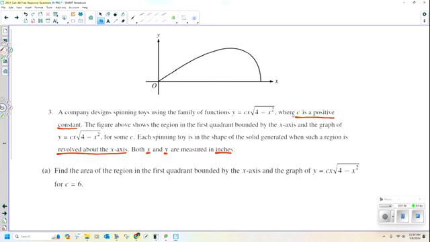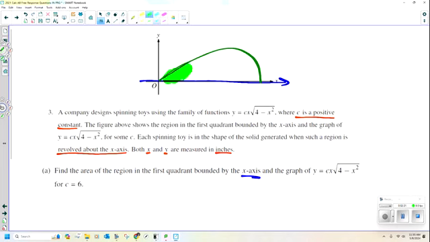3a says, find the area of the region in the first quadrant bounded by the x-axis. All right, let's go. By the x-axis, boom, and the graph y equals cx times the square root of 4 minus x squared. That's this thing right here. So we're basically finding the area under this curve.